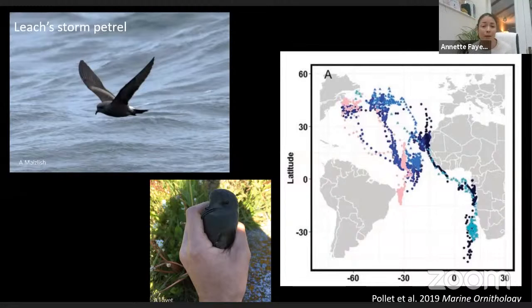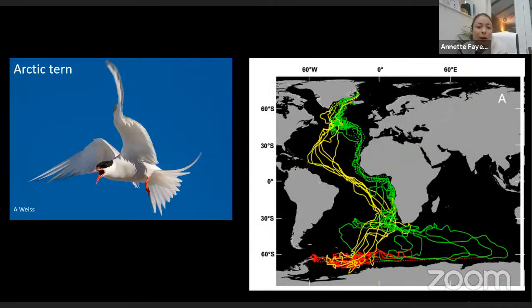But probably the champion of the long distance travelers in seabirds is the Arctic tern, which breeds in the Arctic and every winter migrates to the Antarctic and back. And what that means is that over their long lifespan, they might clock up to 2.4 million kilometers on migration. To give you an idea, that's approximately going to the moon and back 3 times. So these birds have this extraordinary capacity of traveling across oceans for very, very long distances.